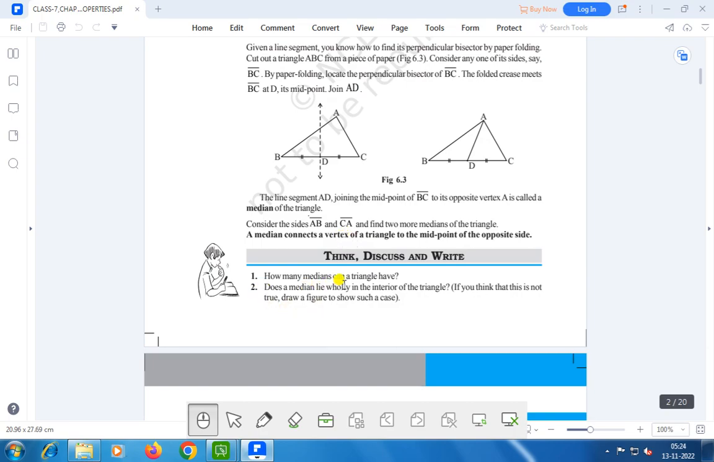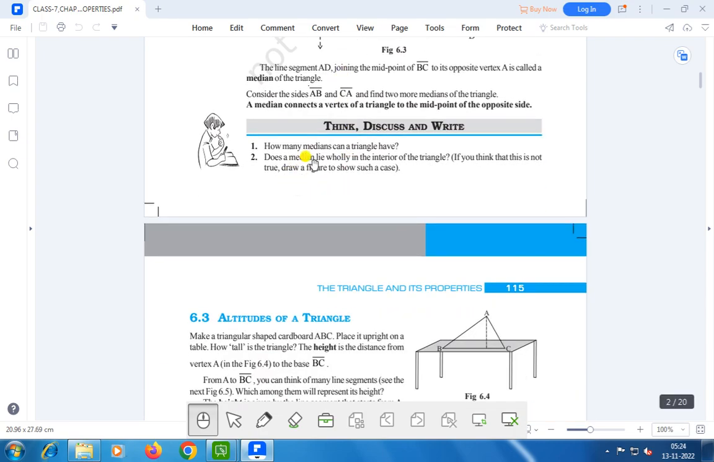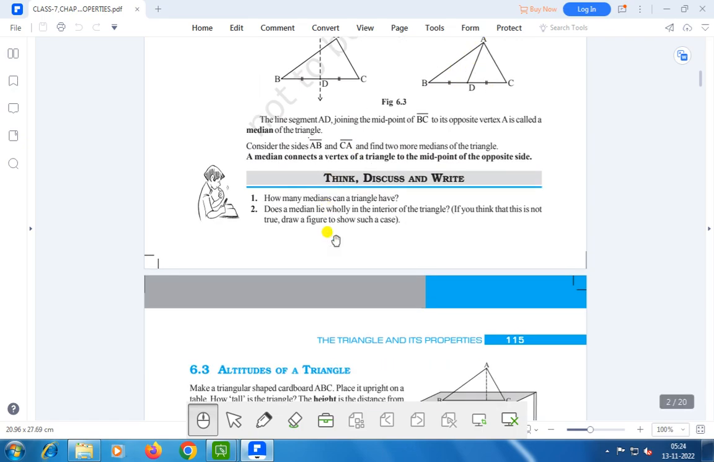How many medians can a triangle have? Here you see there are three medians of a triangle, right? Three medians. Does a median lie wholly in the interior of the triangle? Can you think that this is not true? Draw a figure to show such a case, right? A median may be inside the triangle or on the triangle or outside the triangle, right?